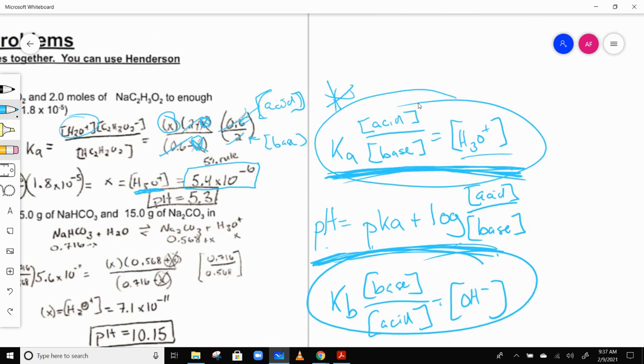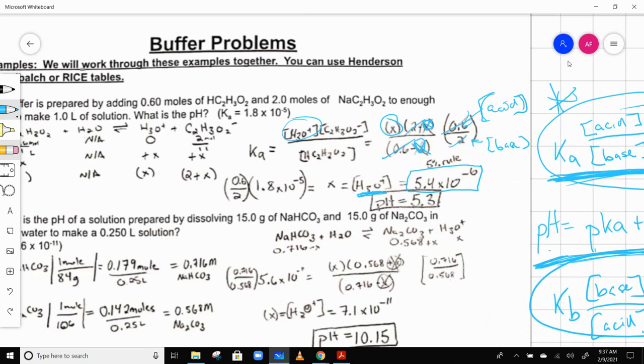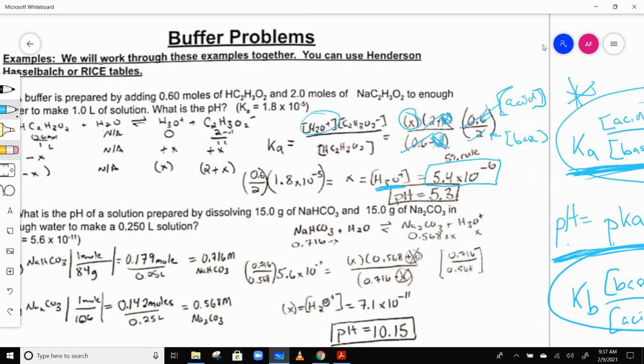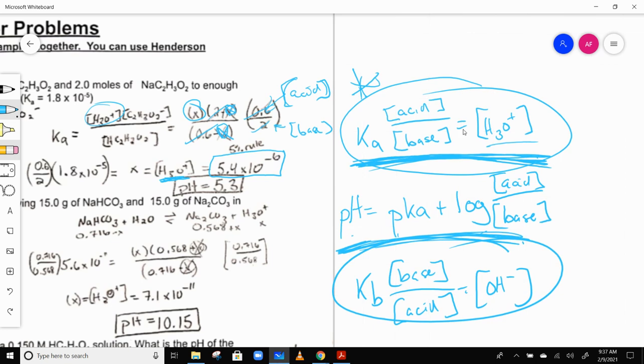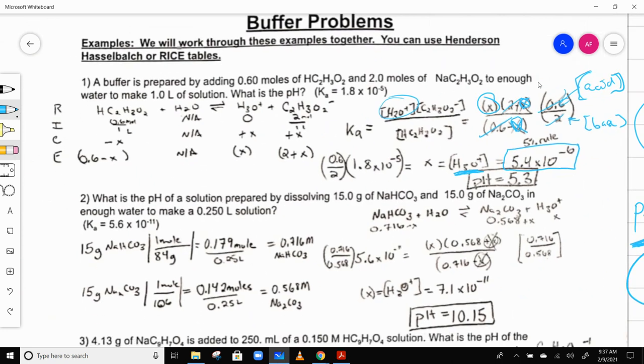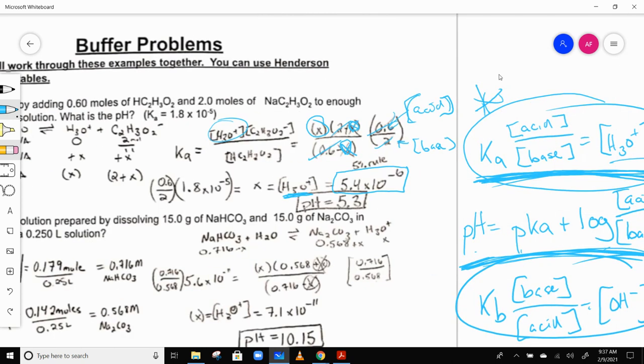This is the shortcut. You just say, all right, I know all of these x's are going to cancel out, and I'm just going to wind up with this in the end. So if you forget this, for whatever reason, do the Ka statement. Do the Ka, do the equilibrium, you'll get the same answer.